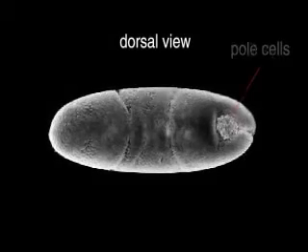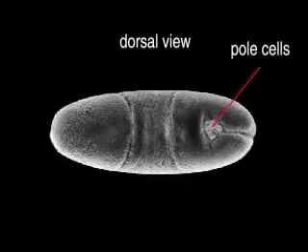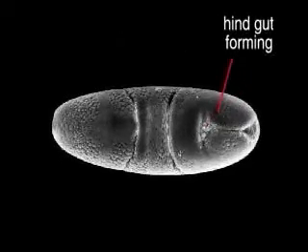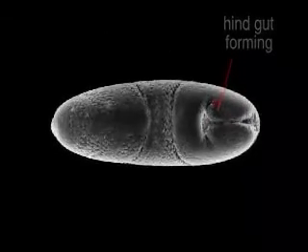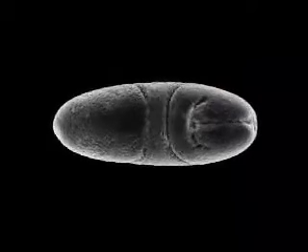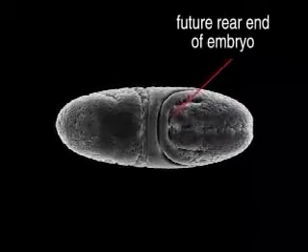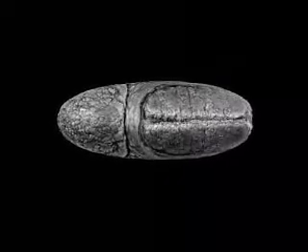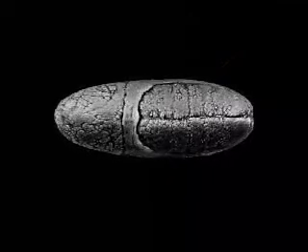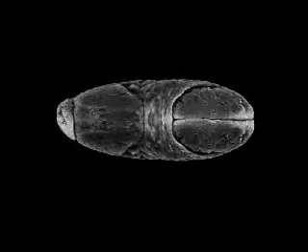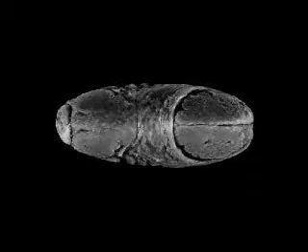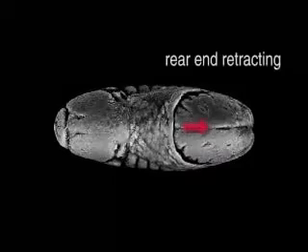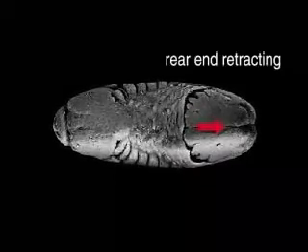A similar sequence viewed from the top, or dorsal side. Pole cells migrate, and then move into the interior as the hindgut invaginates. The rear end is temporarily folded over onto the dorsal side. And eventually starts retracting to straighten out the embryo.